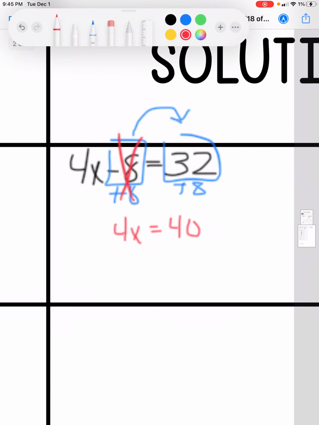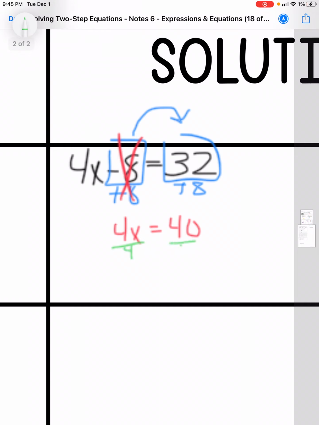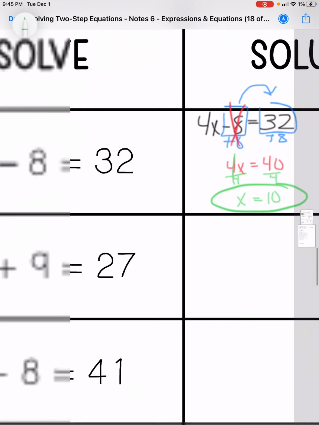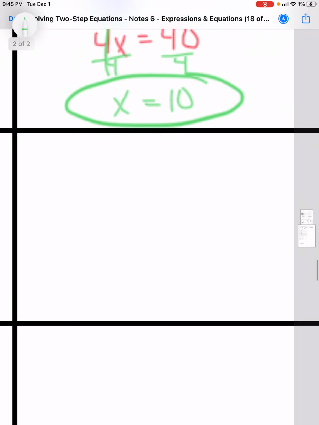4x, how do I get rid of that? That means 4 times x. So what's the opposite? Divide by 4. Those go away. I'm left with x equals 10. Okay. All right, the second one.